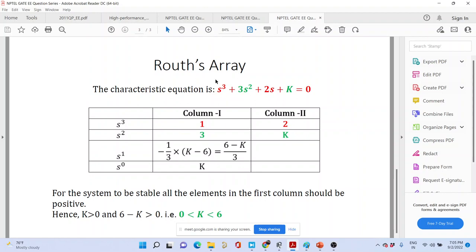No, I am asking that the same information is given to you by Routh array also. What is the need of Nyquist criteria? If Routh array is telling you how many closed loop poles are lying on the left-hand side of the S-plane, then why do you need Nyquist criteria? Sorry, sir, I am unable to recall.